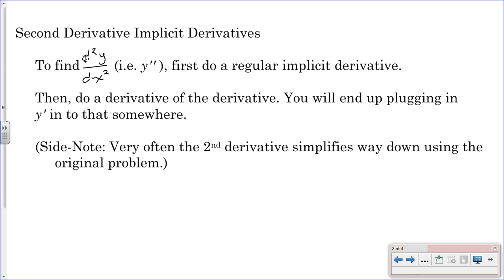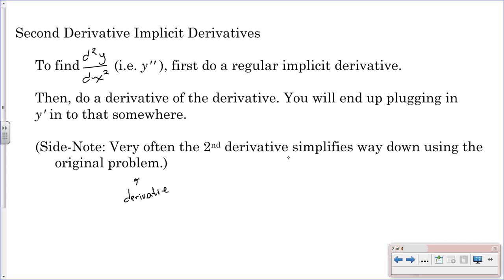To find the second derivative, i.e. y double prime, first do a regular implicit derivative. Then do a derivative of the derivative, and you will end up plugging in y prime into that somewhere. And as a side note, very often the second derivative simplifies way down using the original problem or the original derivative.